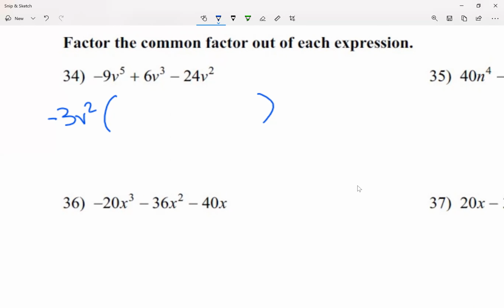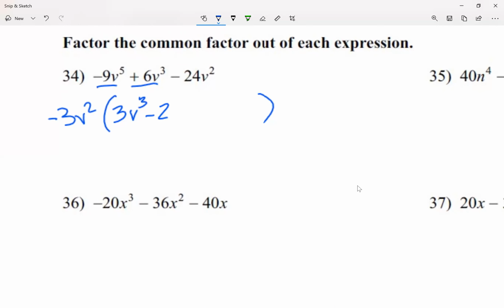So negative 9, right? I'm looking at my first term. Negative 9 divided by negative 3 is positive 3, number-wise. Now, letter-wise, remember I said I'm going to subtract 2 from each v. So I'm going to have v to the third. Let me take a look at the second term. Positive 6 divided by negative 3. That's going to give me a negative 2.